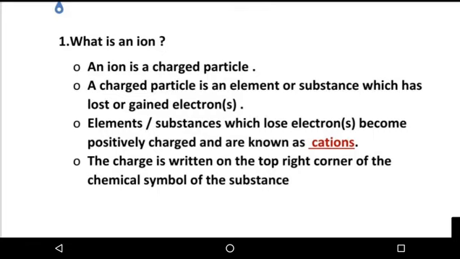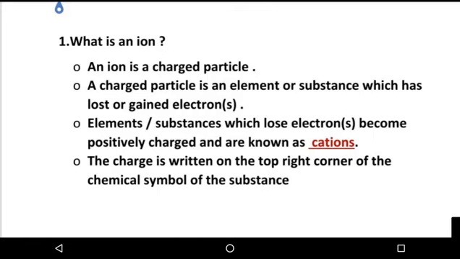Now, similarly, elements or substances which gain electrons become negatively charged, and the charge is written on the top right corner of the element. For example, the chloride ion. Chloride ion is a non-metal, and negatively charged ions are known as anions, while those that are positively charged are known as cations. Okay, so now we want to look at the state symbol.